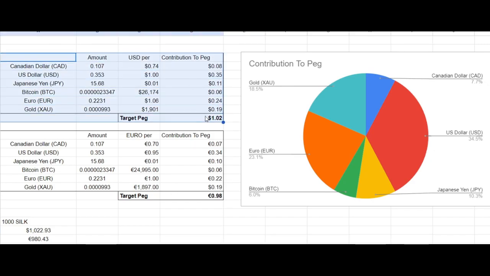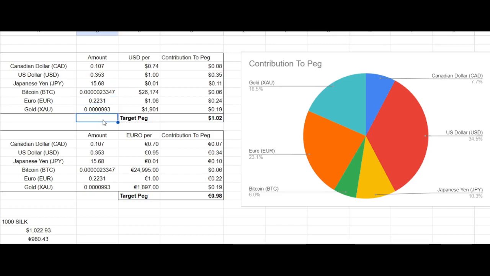I want to draw your attention to the table over here that I've highlighted. You'll see that Silk's basket consists of the Canadian dollar, the US dollar, the yen, Bitcoin, euro, and gold. When Silk was initially instantiated and the weights were decided, essentially Silk is hard-coded to a certain amount of each of the objects in the peg. So there is 0.107 Canadian dollar being tracked and 0.353 US dollars being tracked, 15.68 yen, this amount of Bitcoin right there, 0.22 euros, and that amount of gold.